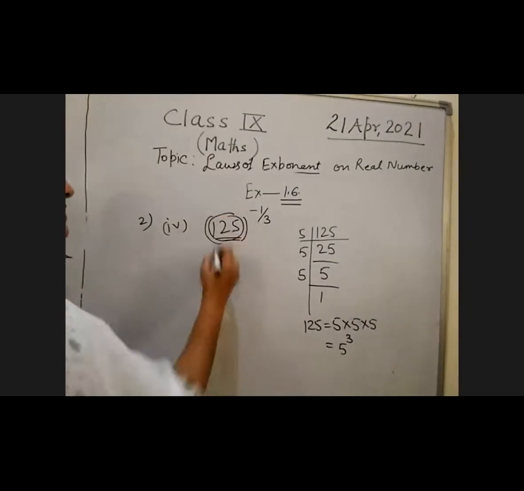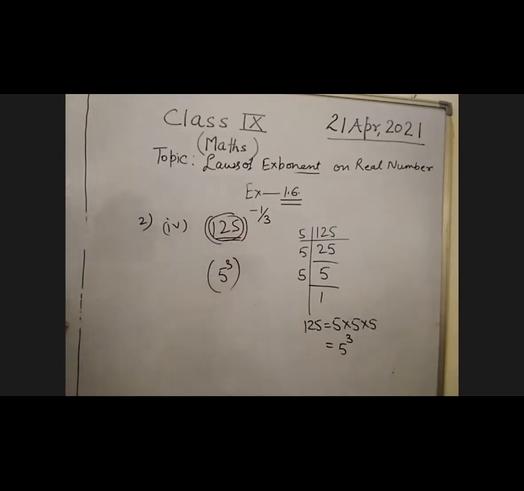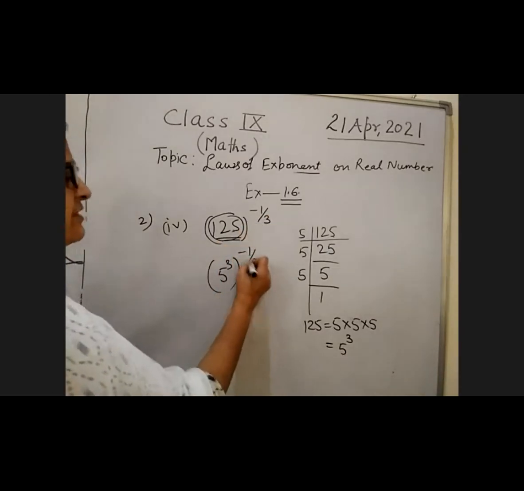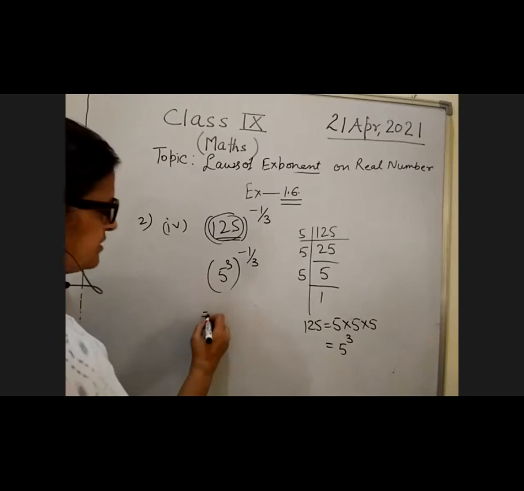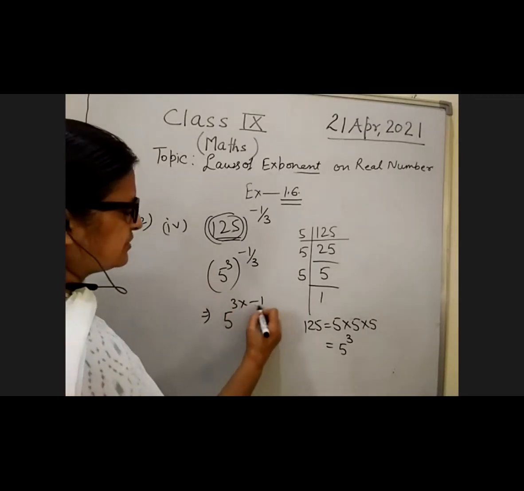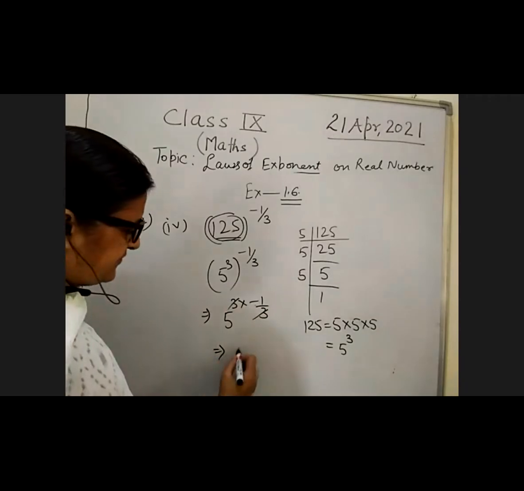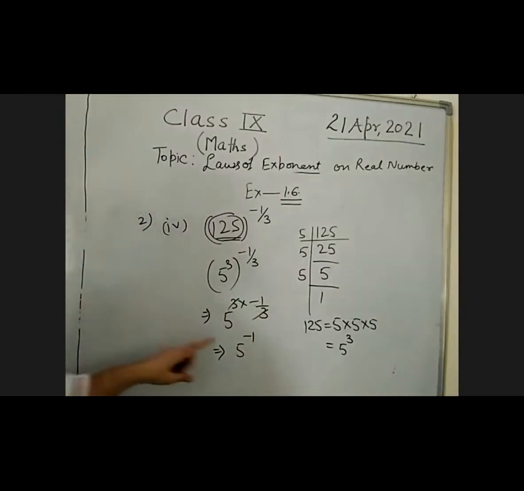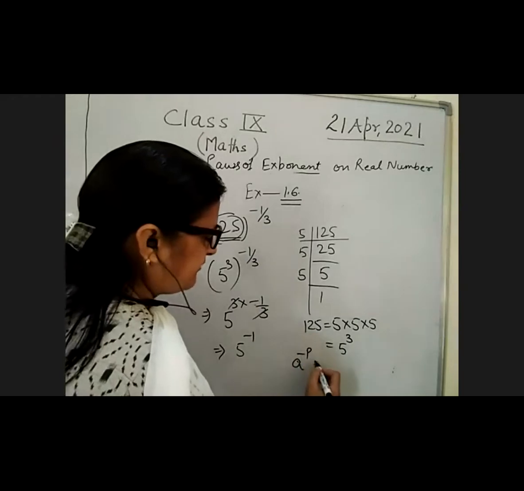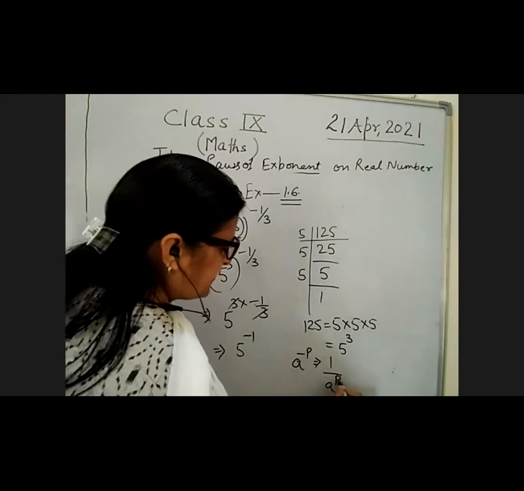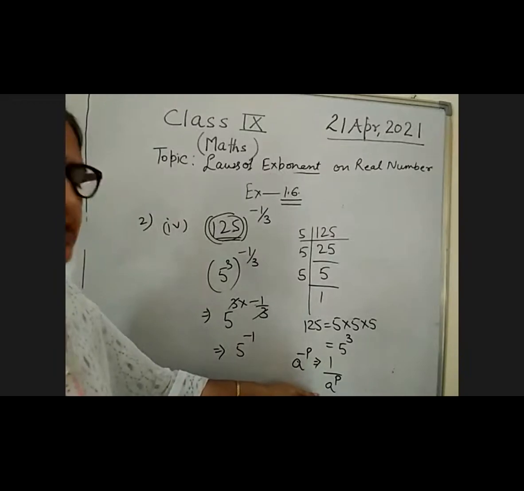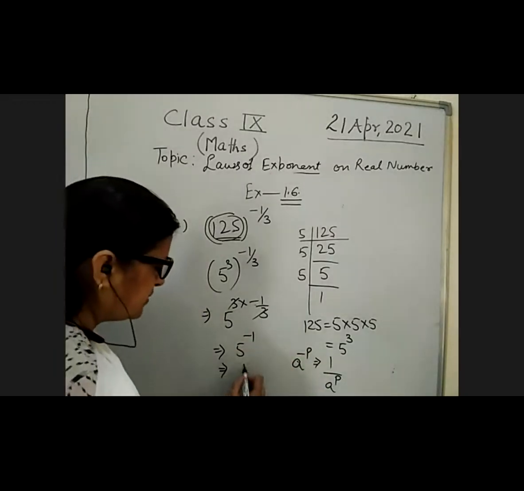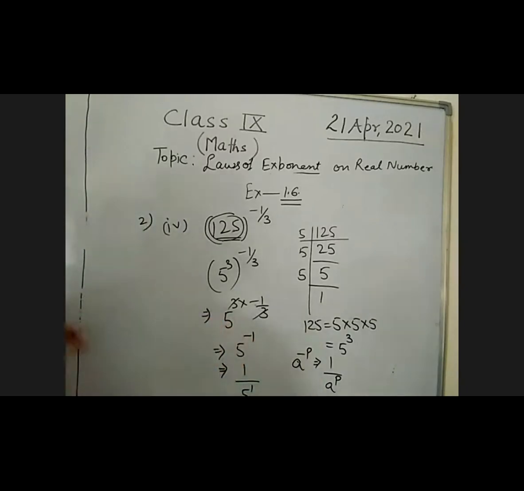So you can write it like this: 5 raised to the power 3, and your power is given as minus 1 upon 3. So the powers are multiplied together. Cancel 3 with 3. 5 raised to the power minus 1. Which rule is applied here? A to the power minus p goes to the denominator, and the power becomes positive. So it is equal to 1 upon 5 raised to the power 1. This goes to the denominator and the power becomes positive. Note down this question.